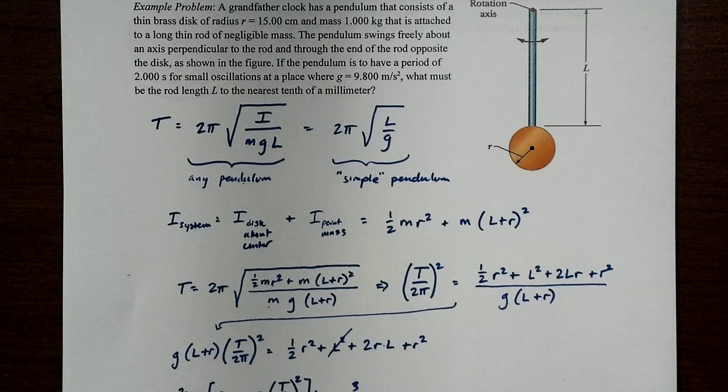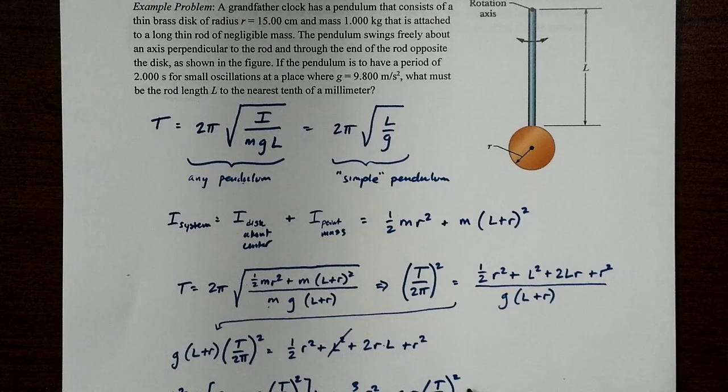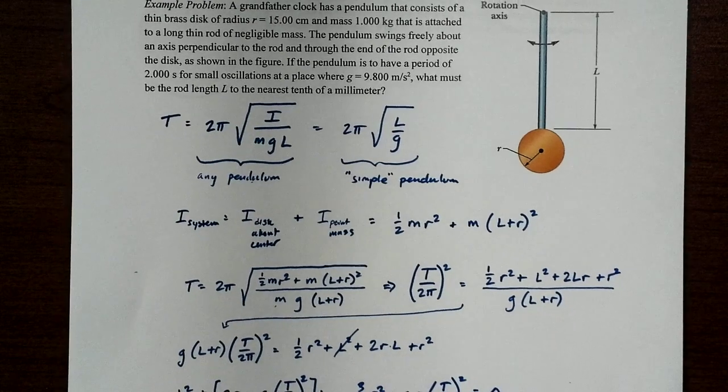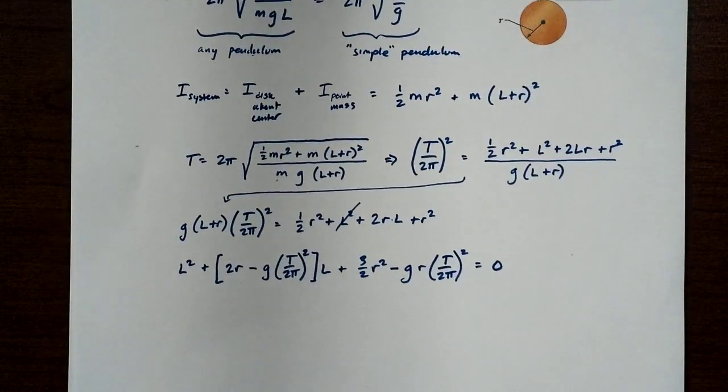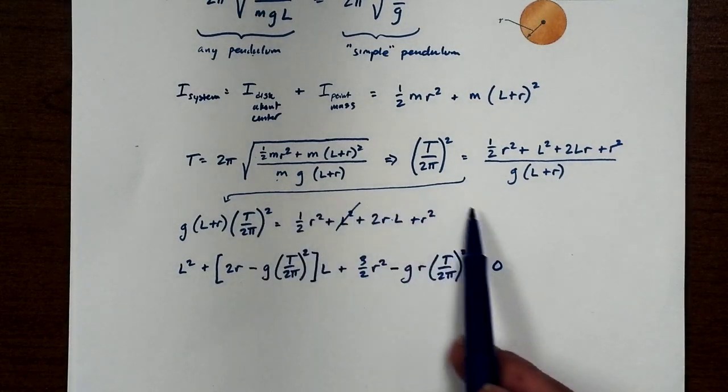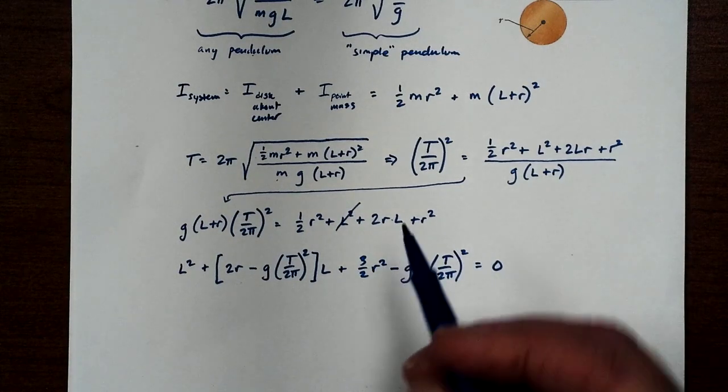And then, let's see, 1/2 r squared plus r squared is going to leave me with 3/2 r squared. But again, I've got this, g r t over 2 pi squared, so this is minus g r t over 2 pi squared equals 0. Sorry, I've been writing half of that off the video, but here's all our terms. I just basically moved all of this stuff over to this side.